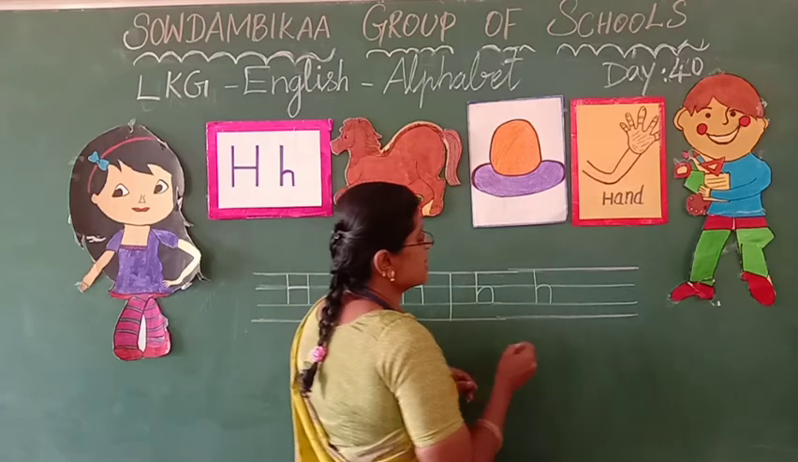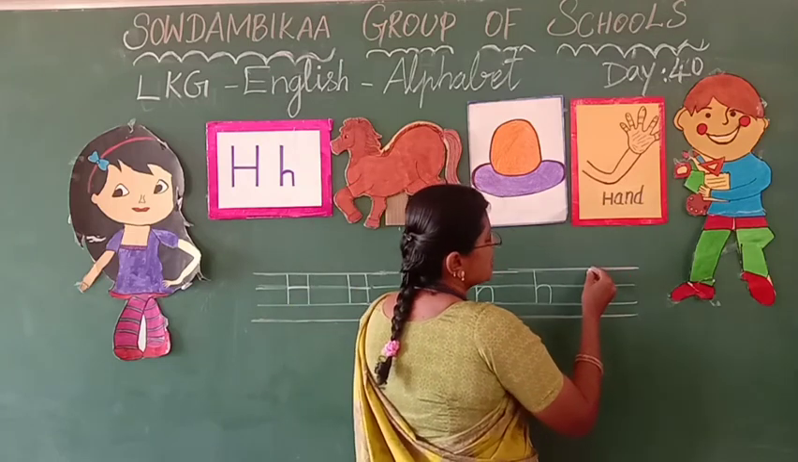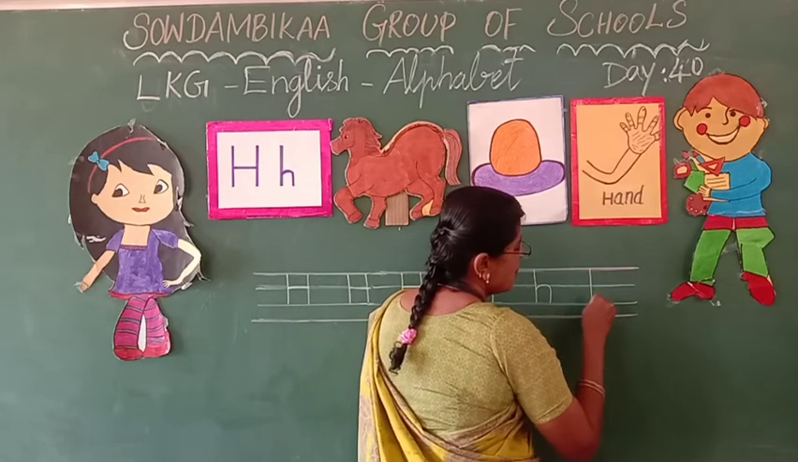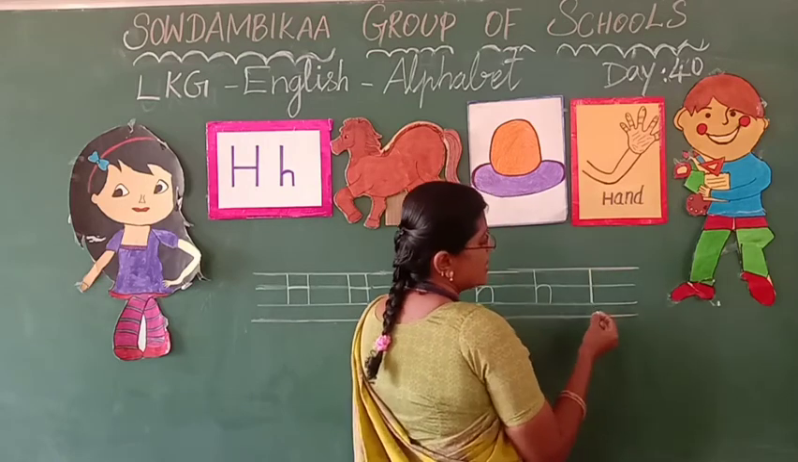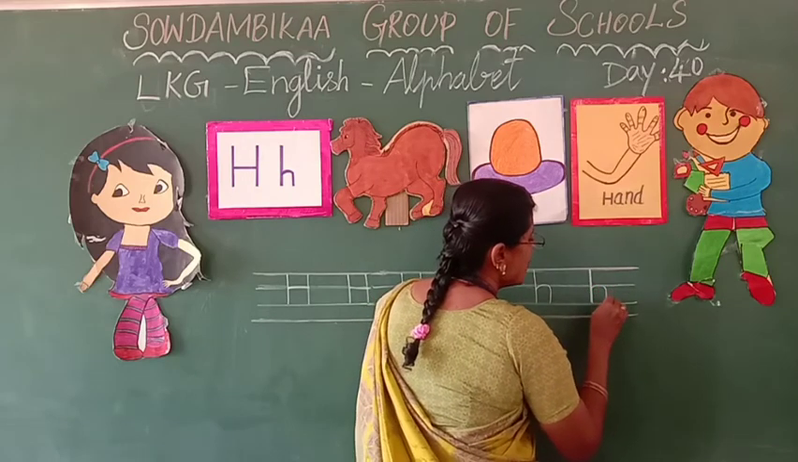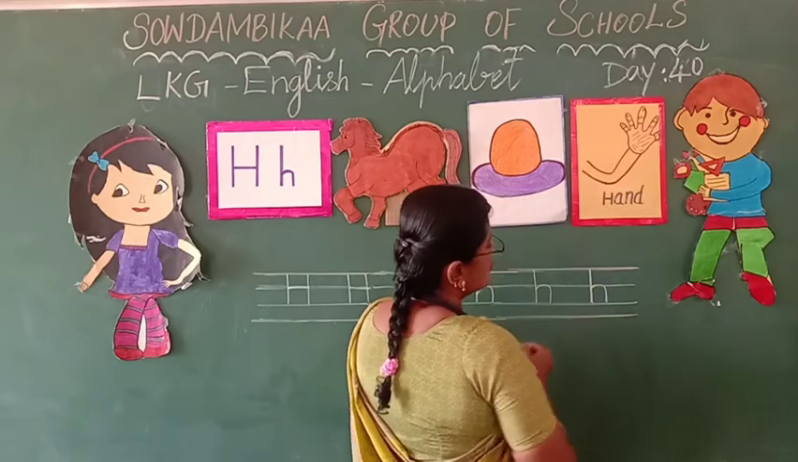Dear puppies, keep your pencil. Touch the red line to third blue line, standing line. Second blue line to third blue line, open curve. Small h.